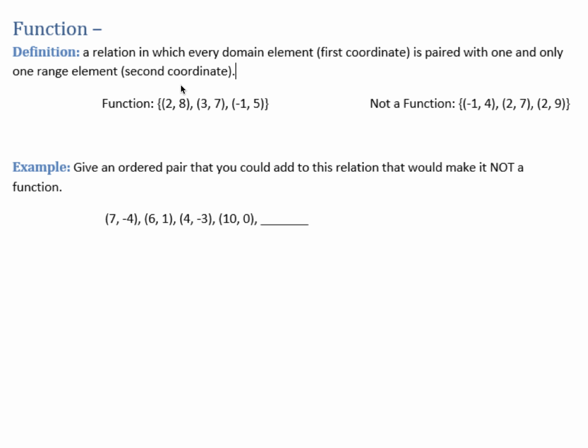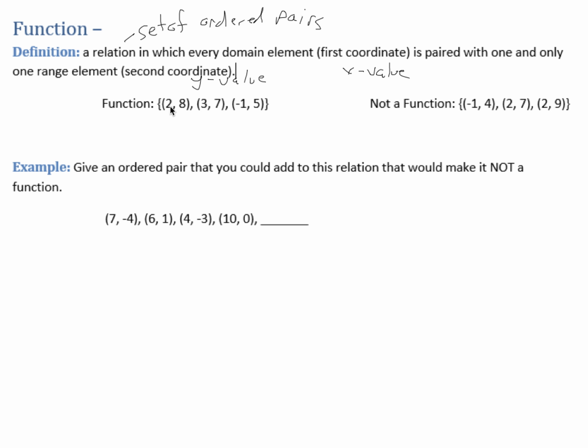All right, so we talked about a relation. It's just a set of ordered pairs. A function is actually a special type of relation. So the definition of a function is it is a relation, so it's definitely a set of ordered pairs. So when we talk about a function, it's still a set of ordered pairs. It's a special type of relation in which every domain element, the first coordinate or the x value, is paired with one and only one range element or second coordinate, which we're talking about, the y value.